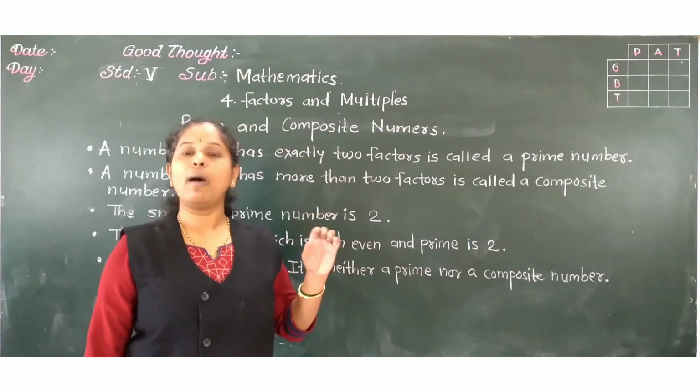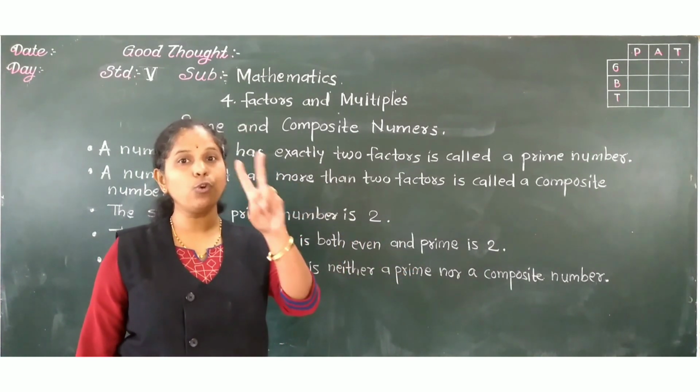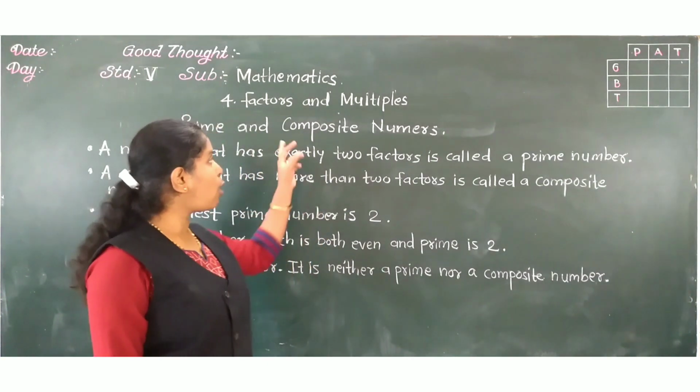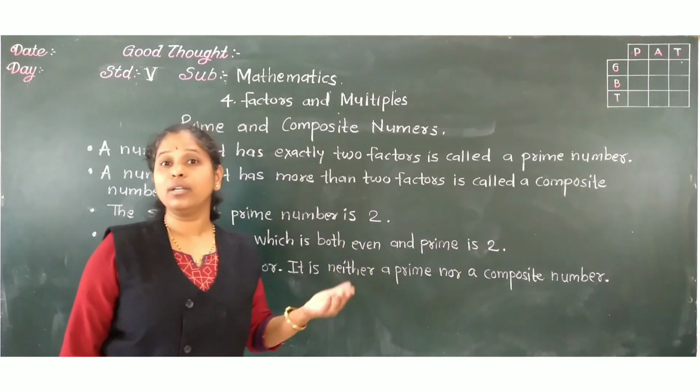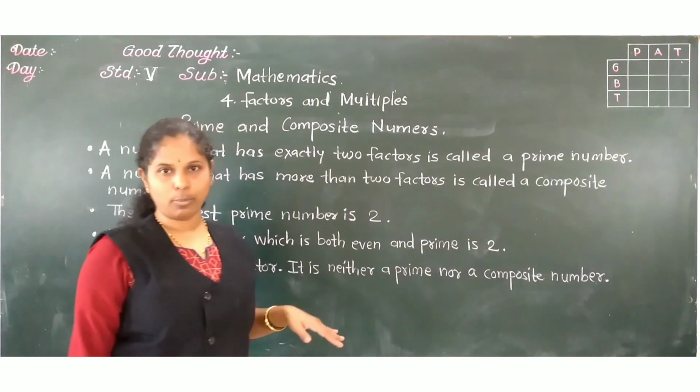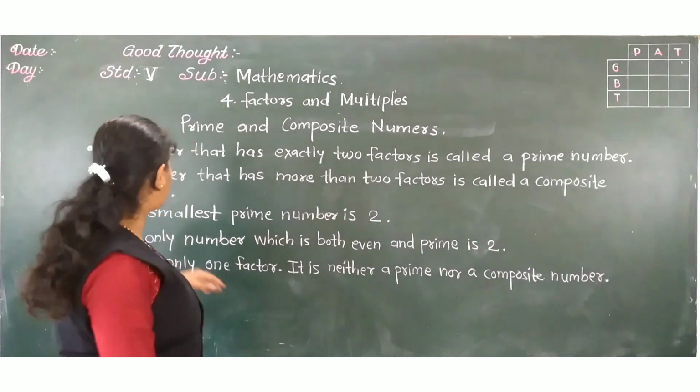That means a prime number has only 2 factors, 1 and the number itself, whereas composite numbers have more than 2 factors. Now see some important facts I have written on the board that I will explain to you one by one.